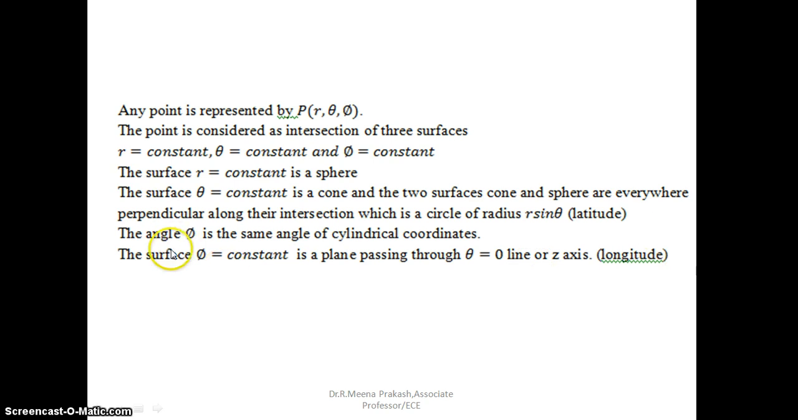Similarly, the angle phi is the same as the angle in cylindrical coordinates. In cylindrical coordinates, we studied the angle phi, the cutting plane phi. So here also the same thing. This angle phi may be considered as longitude. Longitude means it runs from north pole to south pole. Latitude means it runs from east to west. So remember, phi is longitude and theta is latitude.